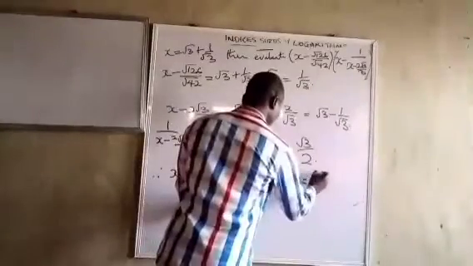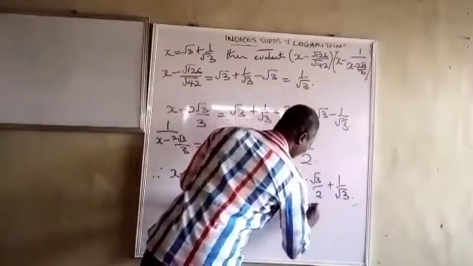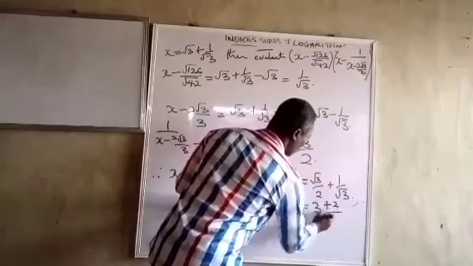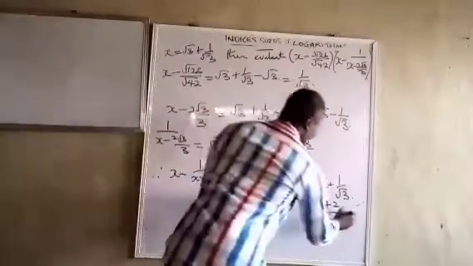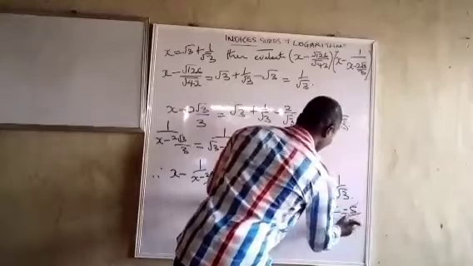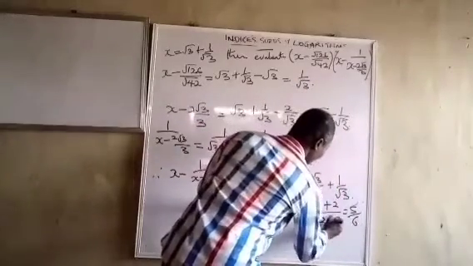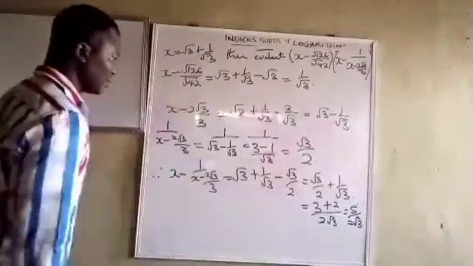So it gives root 3 over 2 plus 1 over root 3. And that gives 3 plus 2 over 6. That is 3 plus 2 over 6. This gives 5 over 2 root 3. So that is 5 over 2 root 3.